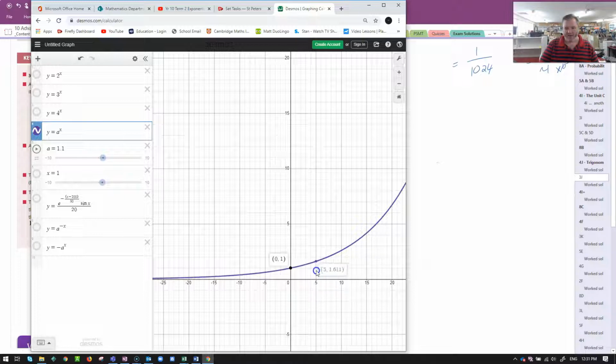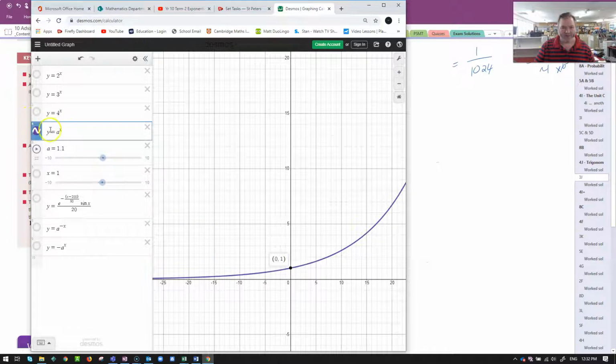If I think about reflecting that point in the x-axis, the x-coordinate's not going to change, is it? Reflecting it straight down here, I'm still on the position where x equals 5. It's the y-coordinate, instead of being at positive 1.611, it's going to be negative. This point here where x is 0, instead of being at 1, I would want to reflect it and have it down here at negative 1. Effectively, my x-coordinates are staying the same, and the y-coordinates are becoming the negative of what they used to be.